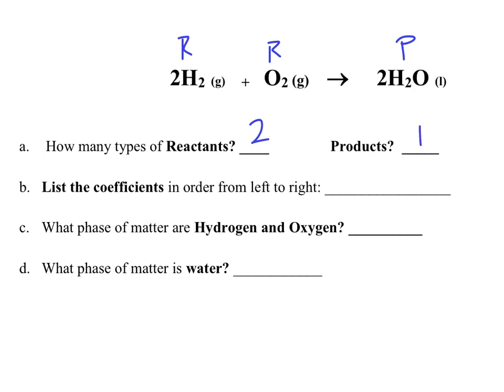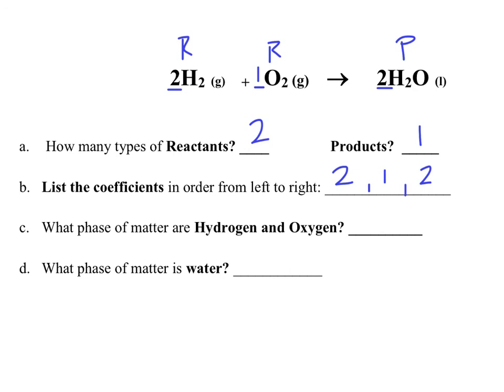List the coefficients in order from left to right. So the big numbers in front of the compound or the element, I see a 2 here. I don't see anything here, so remember it's implied that it's a 1. And then over here I see a 2. So in order from left to right, we got 2, 1, 2.